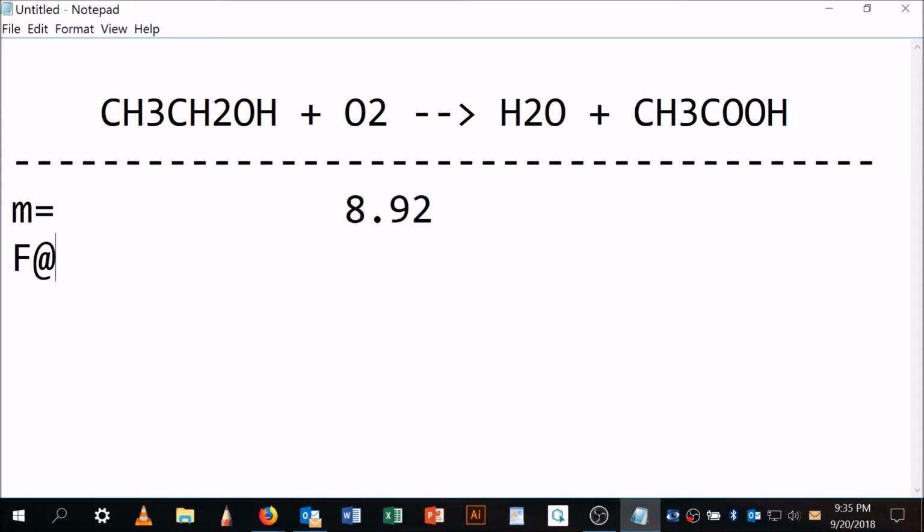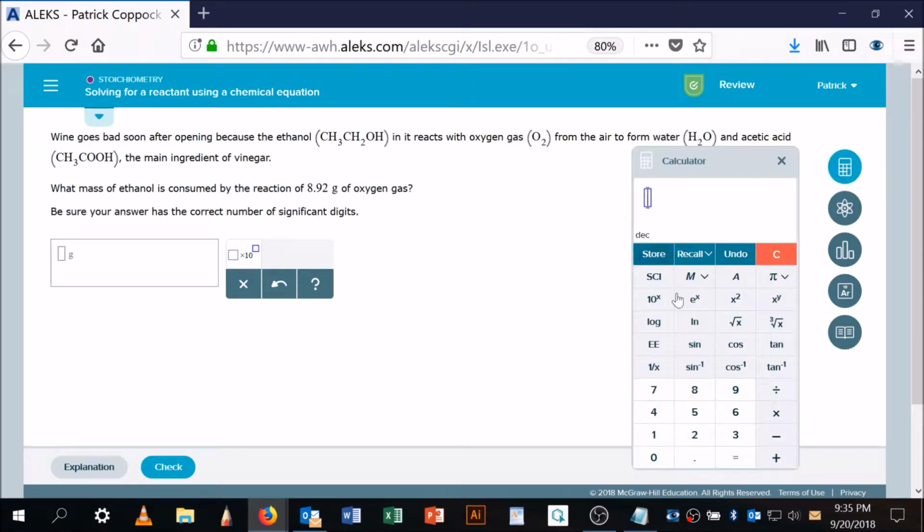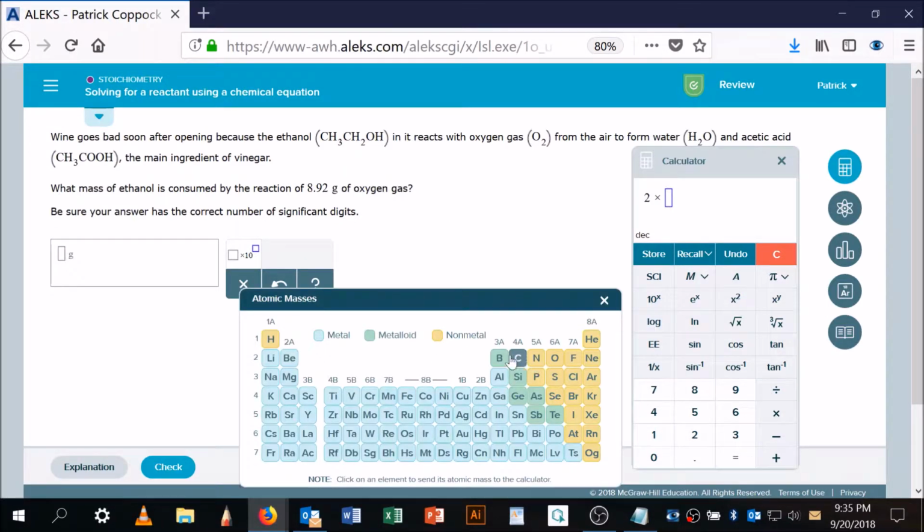All right, the next thing I'm going to do in my table is write formula weight, and I'm going to calculate the formula weight of ethanol. This is C2H6O: 2 times carbon, plus 6 times hydrogen, plus oxygen, equals 46. I'm going to store that in my calculator, there it is, 46, and I'm going to put it in my WordPad.